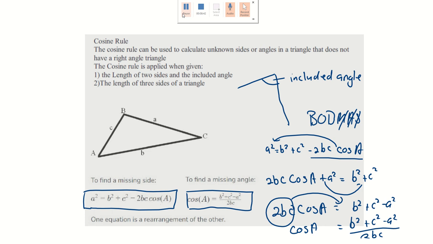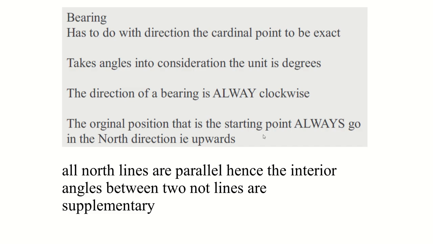Alright, so now we will go on to bearings. There are a few things to remember for bearings. Bearings has to do with the direction of the cardinal points. To be exact, the cardinal points are north, south, east, west. The unit of angles is always degrees. The direction of bearing is always clockwise, never anti-clockwise. It's not the shortest distance between two angles, it is always clockwise. If you go anti-clockwise, you'll get it wrong.